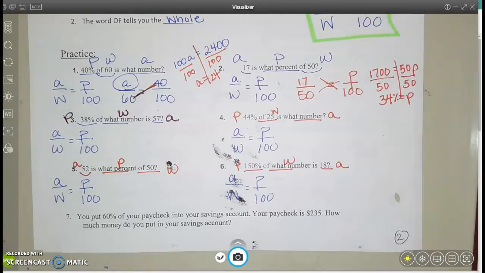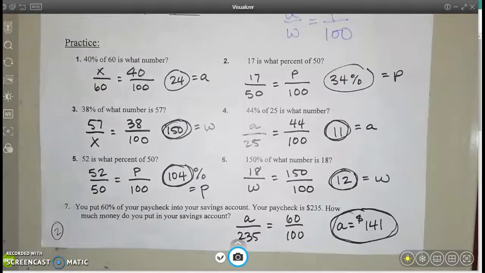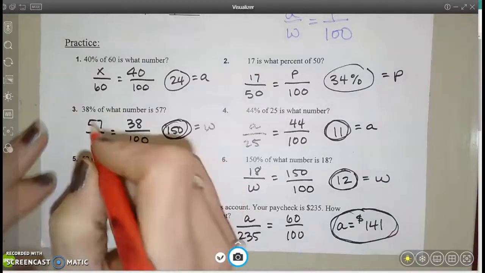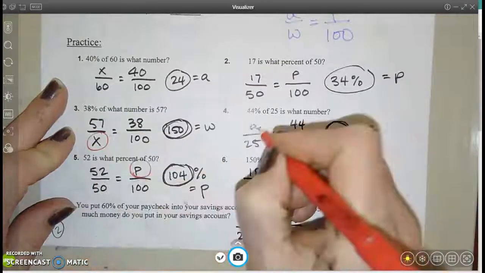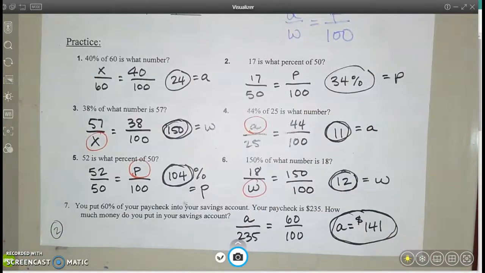When everybody's ready to check, here are the answers I got for those. I didn't show my work for the cross multiplying, but for each of these, you just cross multiply for whatever variable you're still missing, cross multiply and solve.